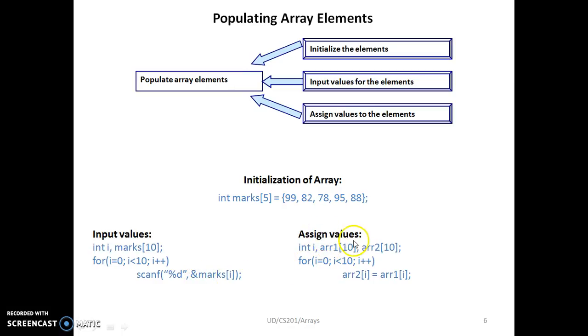It is also possible to assign values to an array element. So within a loop, here the array element is getting populated with some other value. In this case, the other value is coming from a different array, but you can also use a hard-coded value or even some variable value.